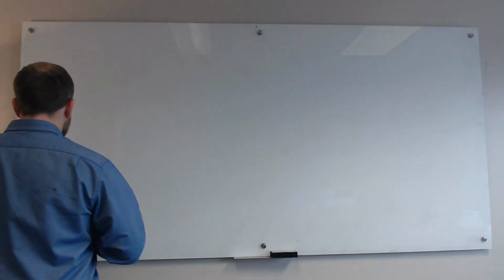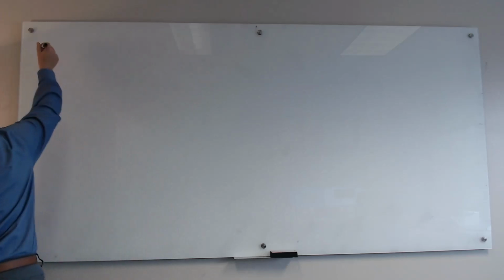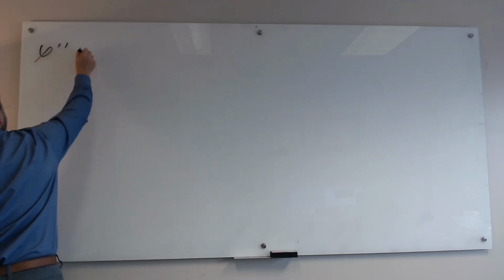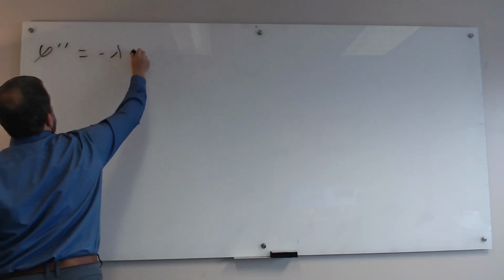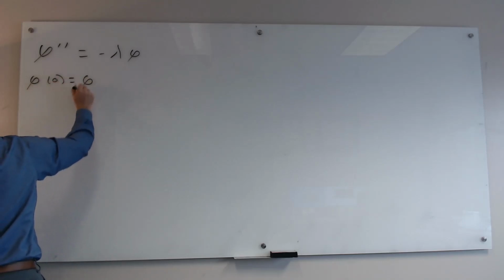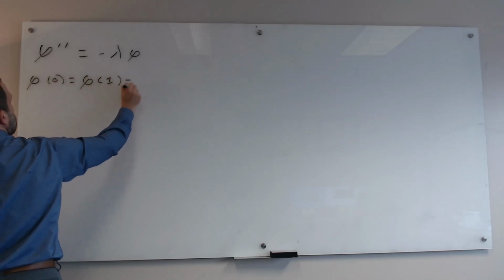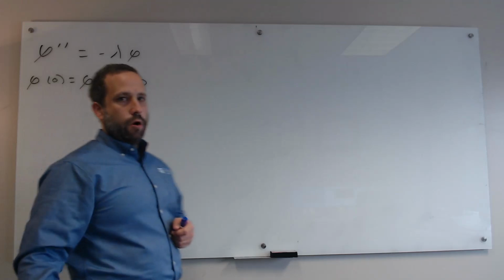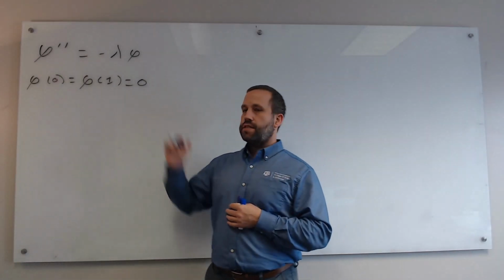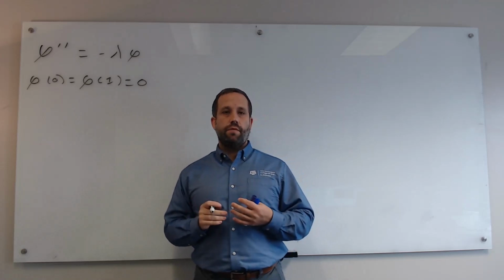Okay, so we are dealing with separation of variables, and we have come to an equation where phi double prime equals minus lambda phi, and we know that phi of 0 is equal to phi of 1, and they're both equal to 0. And I mentioned a couple of videos ago that this is a different setup than you've probably seen before.